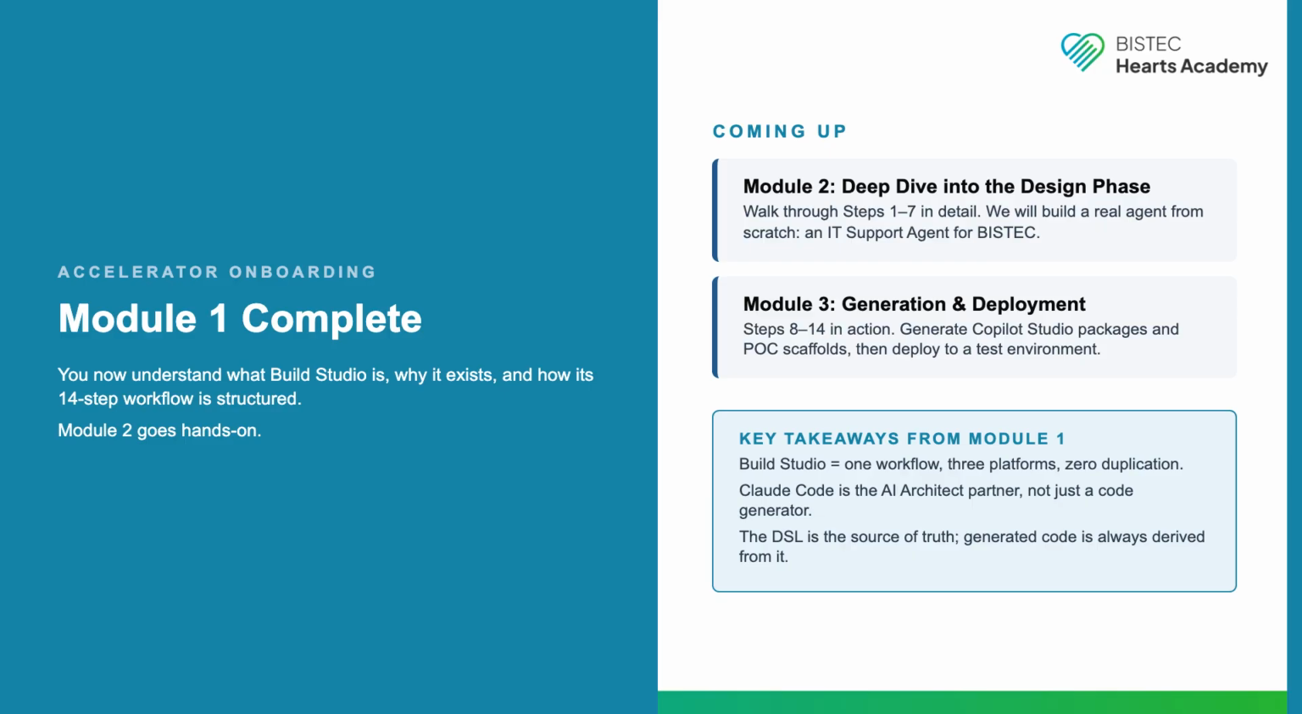Module 2 goes hands-on with the design phase. You'll walk through steps 1 through 7 in detail, while building a real agent from scratch, an IT support agent for BISTEC. Module 3 then picks up the generation phase, taking that same agent all the way through to a deployed Copilot Studio environment. We'll see you in Module 2.